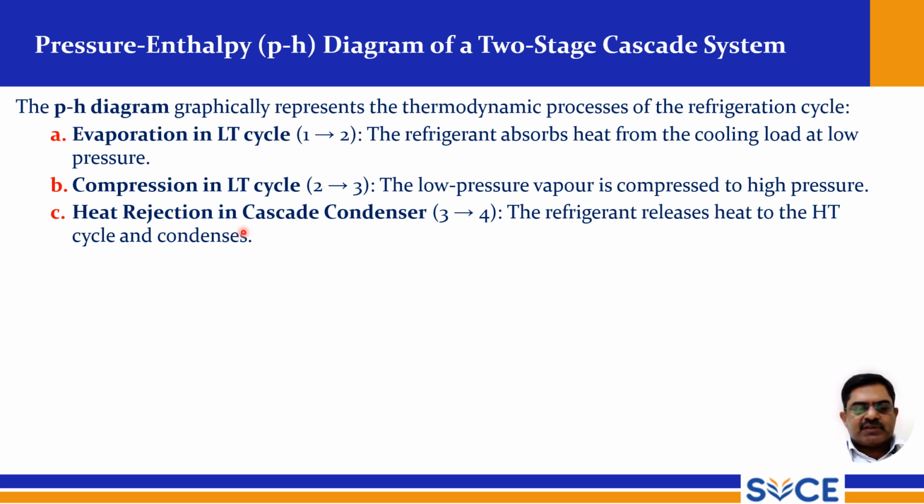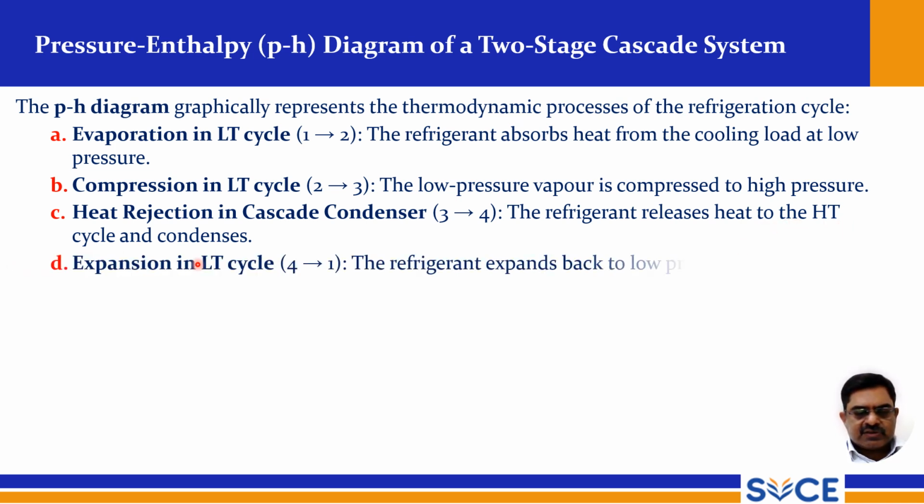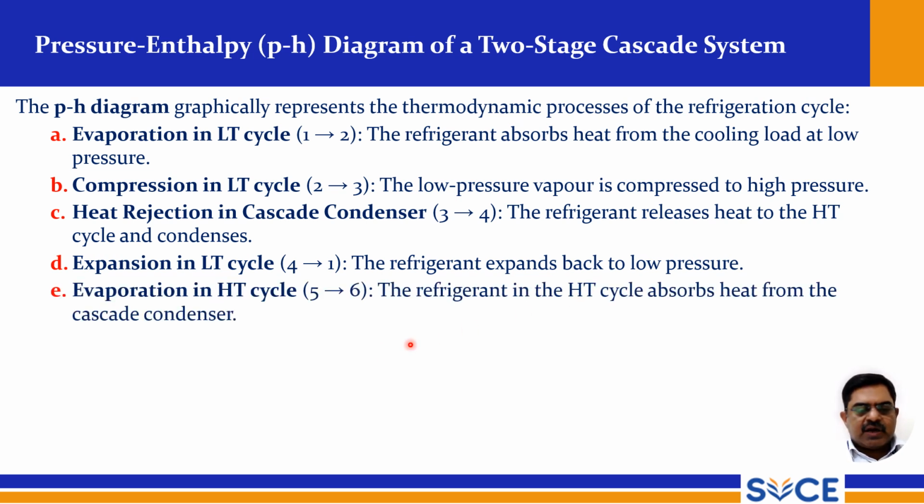Heat rejection in the cascade condenser, that is 3 to 4, the refrigerant releases heat to the high temperature cycle and condenses. The expansion is taking place between 4 and 1. The refrigerant expands back to low pressure. So this is the pH diagram, and evaporation in HT continues from 5 to 6.